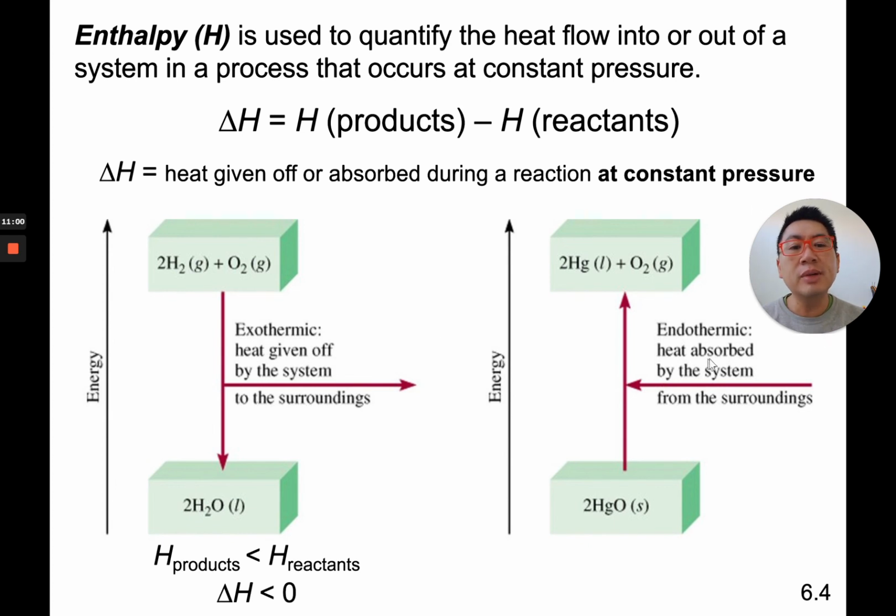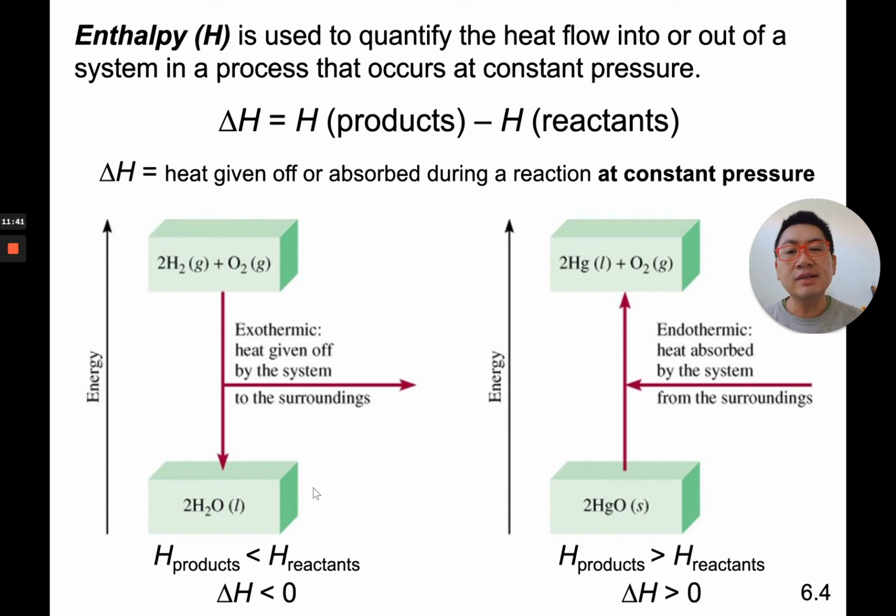In an endothermic reaction, heat is absorbed, so overall the products have more energy than the reactants. Since it absorbs energy, those products have more energy than its reactants do. If products are bigger than reactants, big number minus small number, overall you'll have a positive delta H. So if you see a reaction where delta H is a positive number, that means it's an endothermic reaction. If delta H is a negative number, that means it's an exothermic reaction.